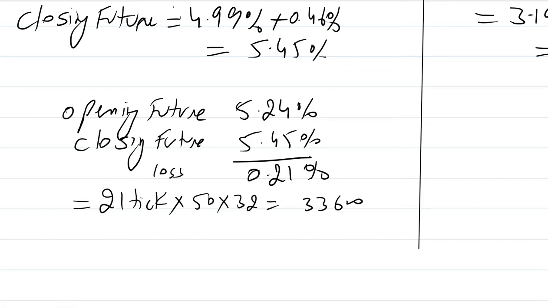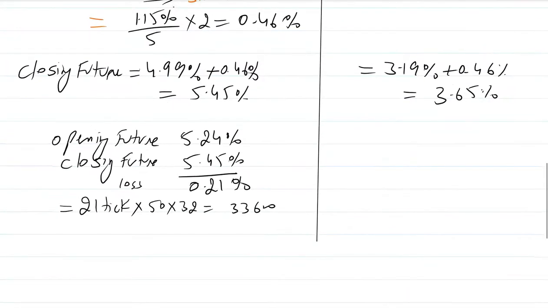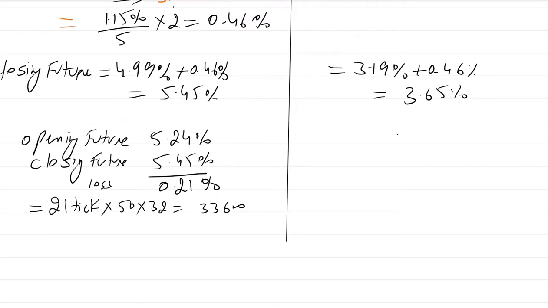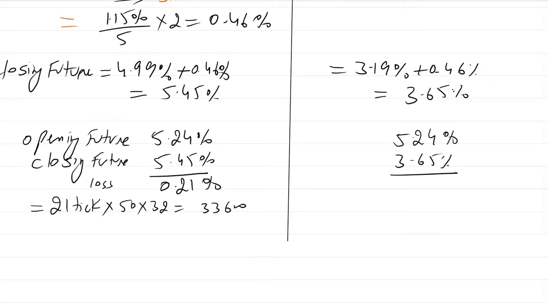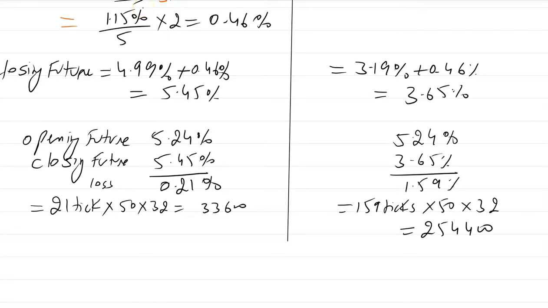This is loss. In the second case, opening future is 5.24%. Closing future is 3.65%. You have locked your position at 5.24, but now interest rates have come down to 3.65%. So your gain will be 1.59%. 159 ticks into 50 into 32, 254,400.